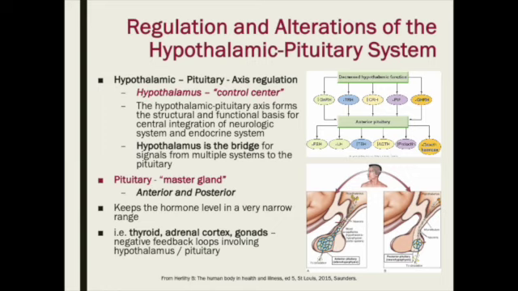The pituitary consists of both the anterior and the posterior pituitary. This is going to keep the hormone levels in a very narrow range. It's going to help to regulate. So for instance, the thyroid, the adrenal cortex, the gonads, they all have a negative feedback loop that involves the hypothalamus pituitary system.